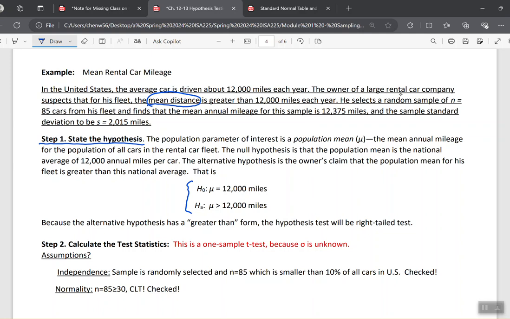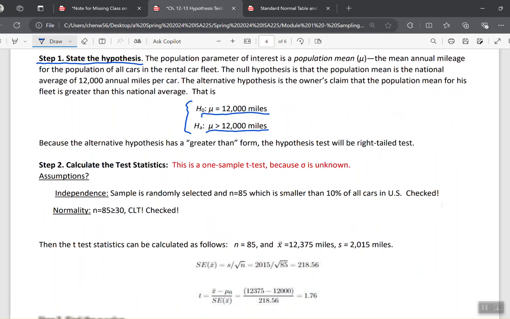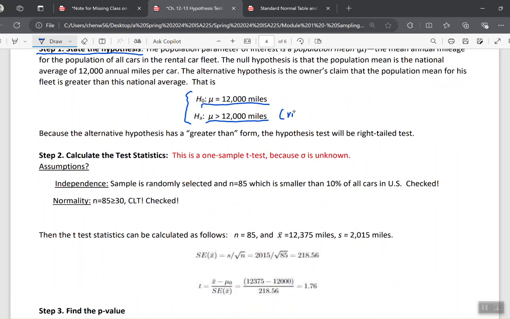We say the owner of a large rental company suspects that for his fleet, the mean distance is greater than 12,000 miles each year. This is his claim, and we want to test for his claim. So that is why the alternative hypothesis should be this one. Correspondingly, before he has his idea, in the United States, the average car is driven about 12,000 miles each year. So that will be the original status. From this step, we know that this is a right tail hypothesis.